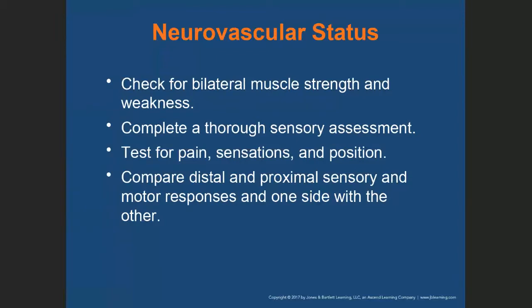So that's one. The sensory nerve is being evaluated to determine if signals are moving from the limb to the brain. And the motor nerve is being evaluated to determine if signals are coming from the brain to the limb. So that is what is referred to as a neurovascular assessment.